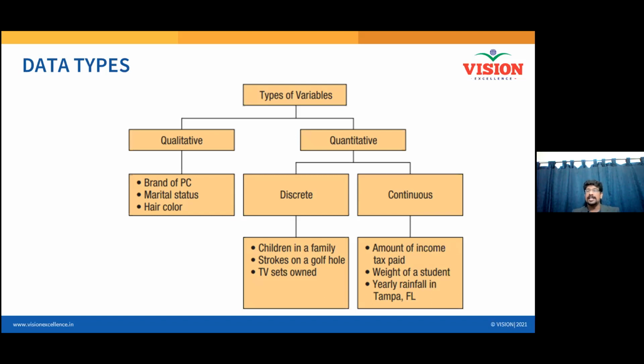As someone of you told, it keeps changing. It doesn't have a fixed value. It keeps on changing, likewise the rainfall, the weight of the student, and the amount of income tax paid. Using this type of data, we can analyze in the measurement space.